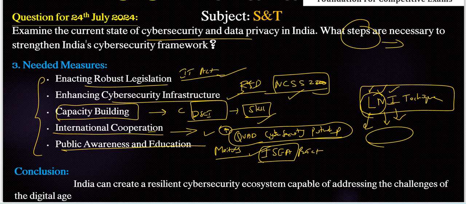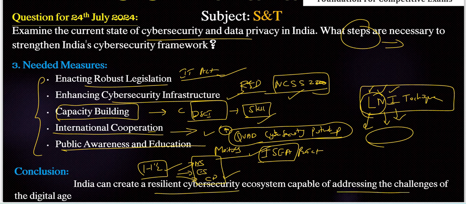Finally, in the conclusion part, we need to conclude with a 1 to 1.5 line futuristic line, right? Here, as India moves toward becoming a digital economy, we need to strengthen our cyber security framework, as it is crucial for protecting our national interest on one side, and also economic stability and citizen privacy. All these important keywords need to be included, and also India can create a resilient cyber security ecosystem capable of addressing the challenges of the digital age.